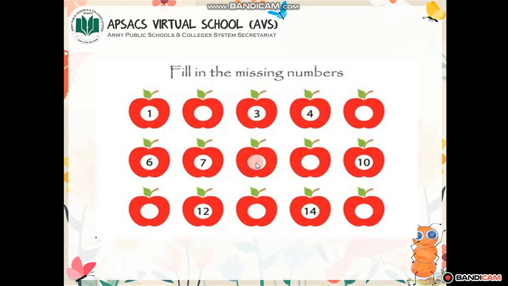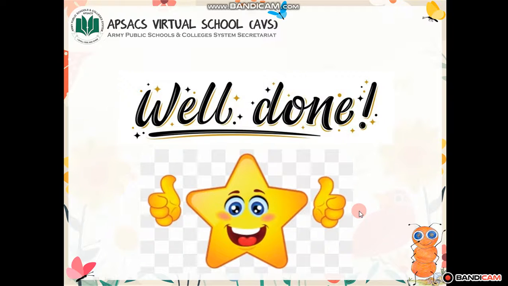I think number 9. No. Then which number comes after number 7? 8. Well done. Very good. And what comes after 8? And before 10? 9. Well done. Good job. What comes after 10? 11, 12, 13. Yes, very good. 14 and 15. Well done students. Good job.